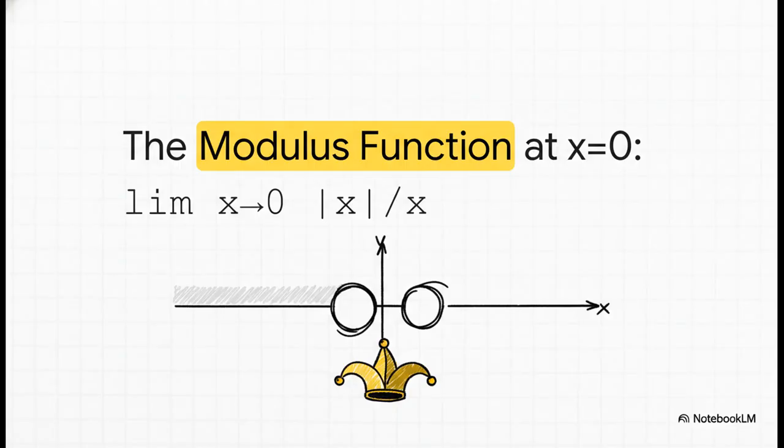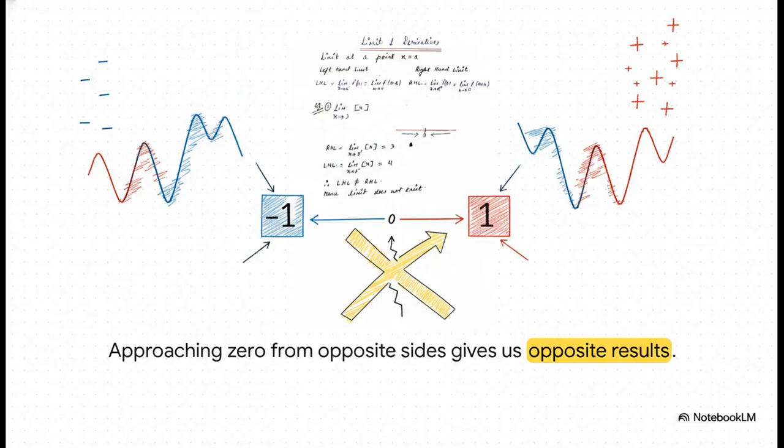Let's look at the limit of the absolute value of x, divided by x as x gets closer and closer to 0. This one is a classic, and it's a little bit sneaky. Let's break it down again. Let's start with the right-hand limit. We're using tiny positive numbers. The absolute value of a positive number is just the number itself. So we basically have x divided by x, which is always 1.